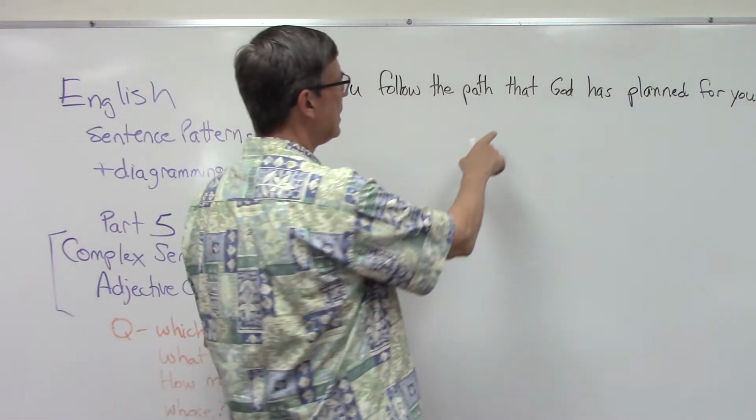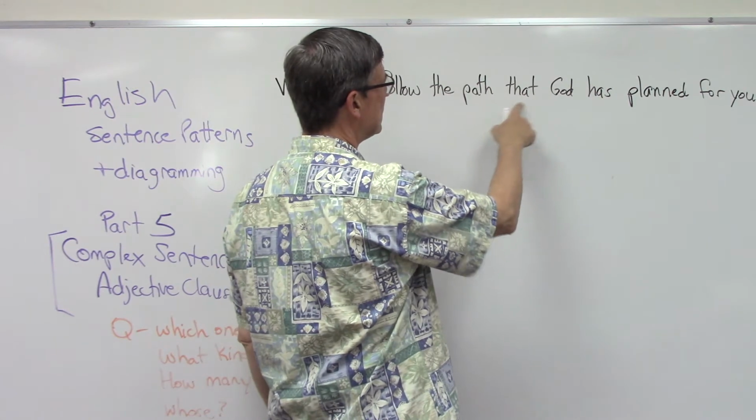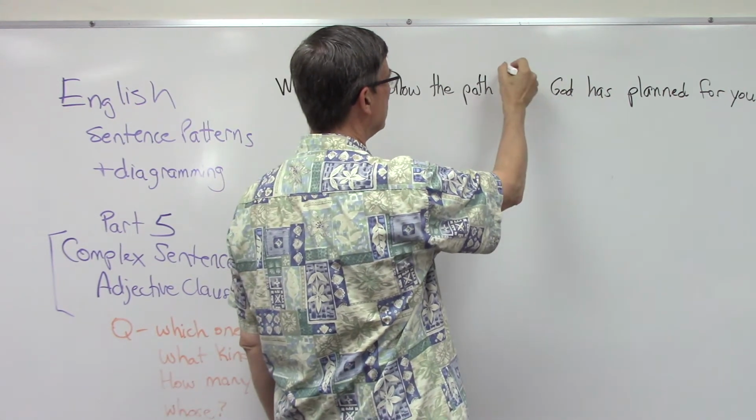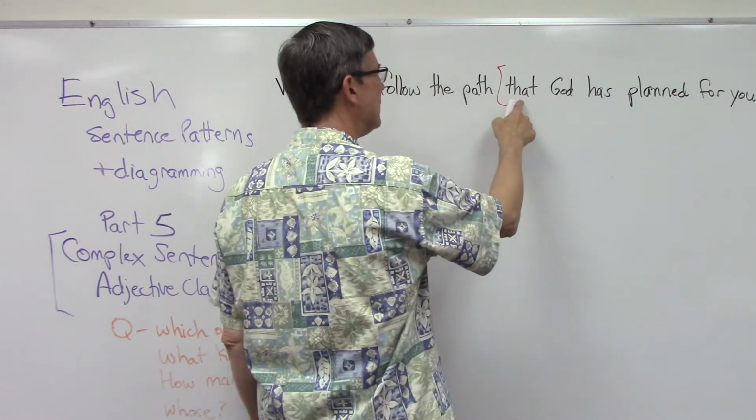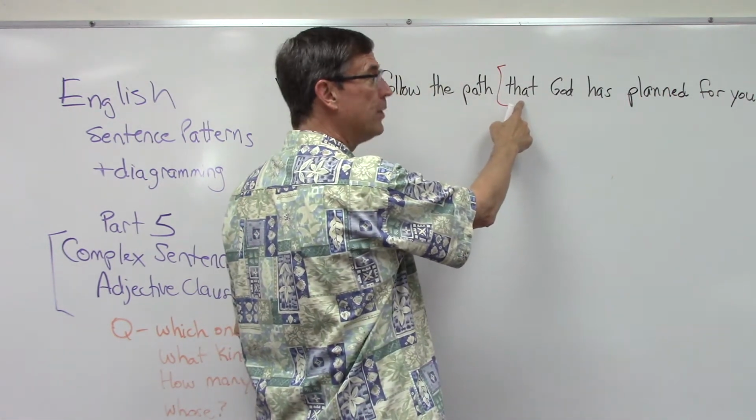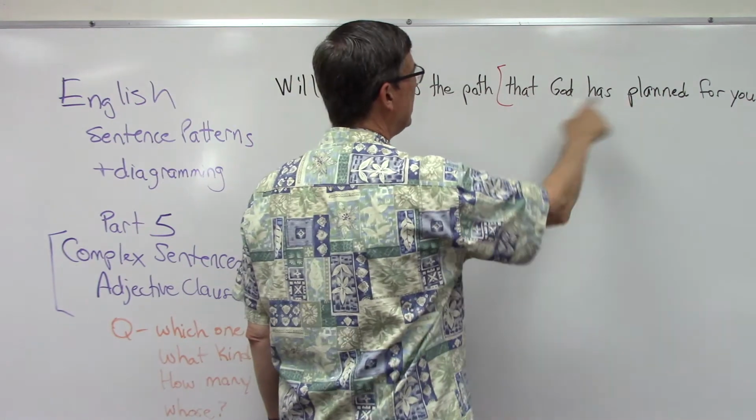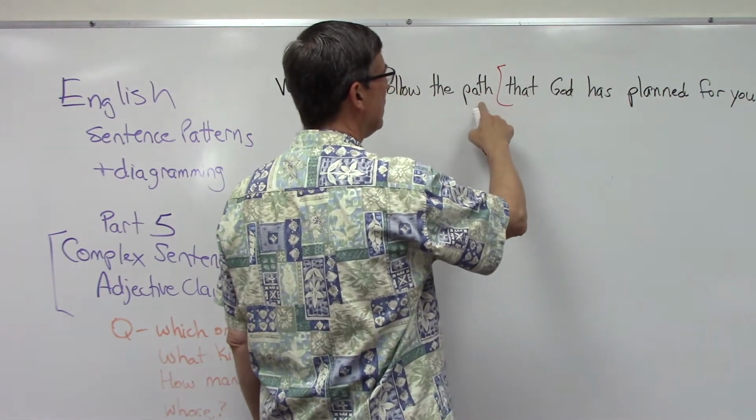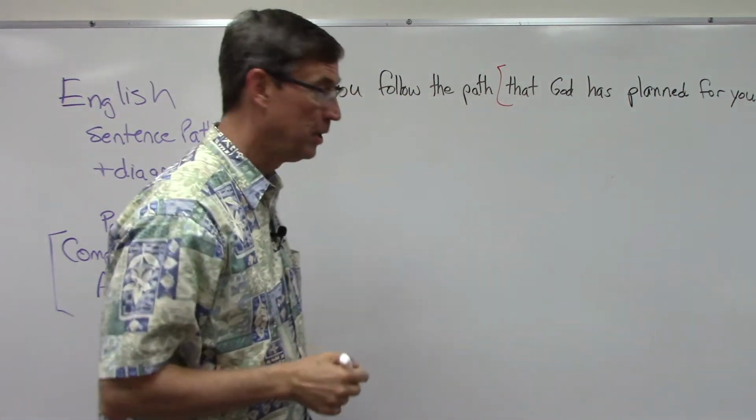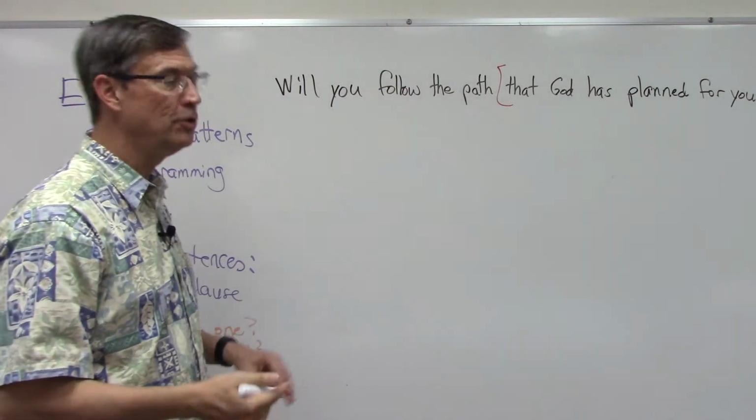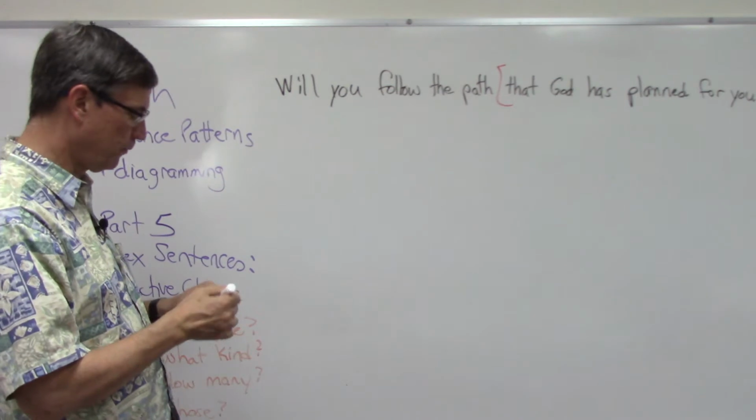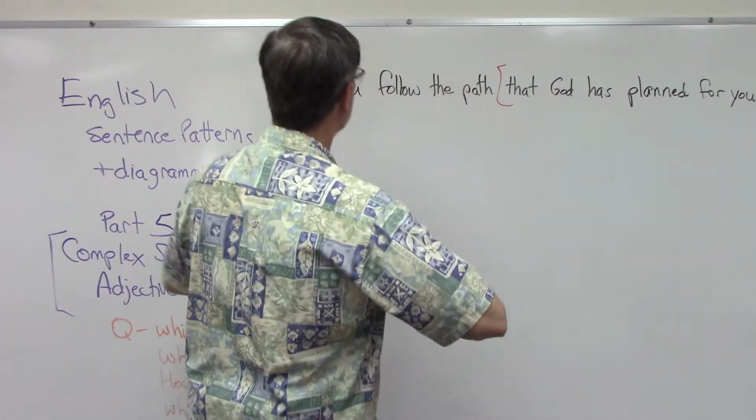We want to look for a subordinating conjunction like this, that God has planned for you. And that, literally that, tells us that the whole thing is telling us more about the path. What path? Which path? Which one? The one that God has planned for you. That's the path. So, let's get the blue marker here.